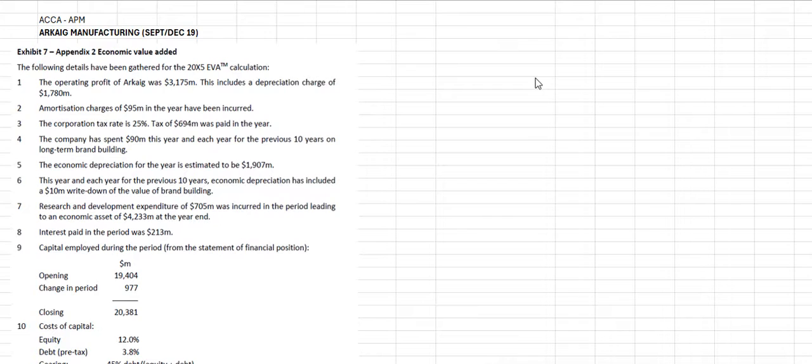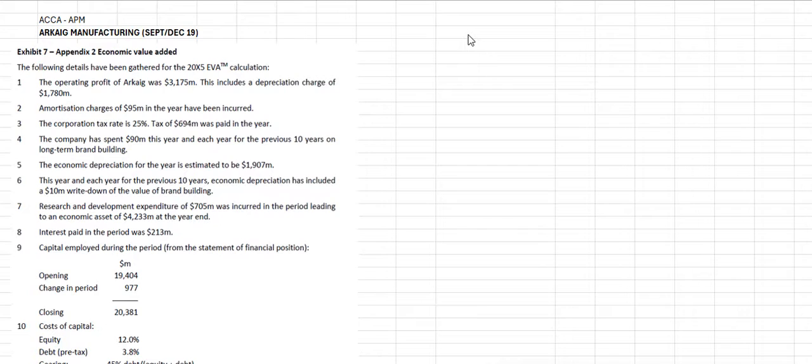This was part of a 150 mark question, the first question of Advanced Performance Management, APM. I have just extracted the data which is relevant for calculating EVA only. So let's see how to calculate EVA.